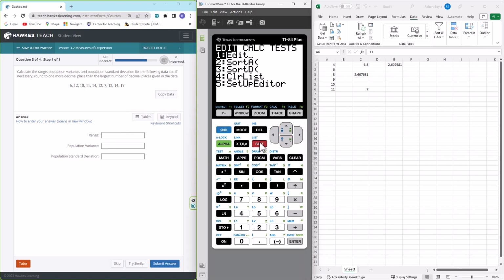So, stat, edit, delete the previous stuff, and put our numbers in. There's a lot of them, so we have to be careful. 6, 12, 10, 11, 14, 12, 7, 12, 14, 17. Let's make sure we're right. 17, 14, 12, 7, 12, 14, 11, excuse me, 10, 12, and 6.